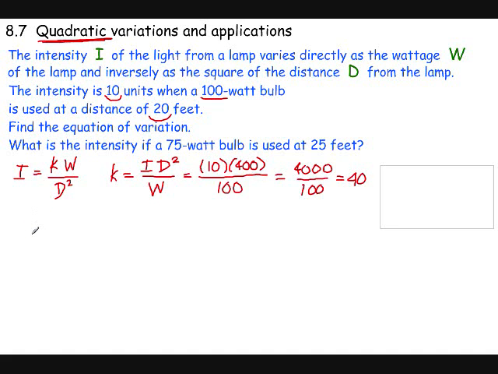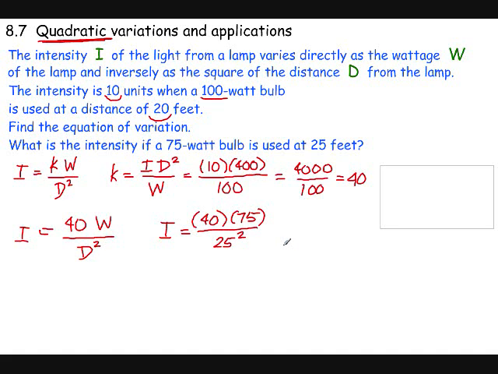So here's our equation of variation. Light intensity equals 40 times the wattage divided by the distance squared. What is the intensity if a 75 watt bulb, okay, so we've got 40 times 75 is used at 25 feet. Well, what did we say we had to do with distance? We had to square it. I'm going to leave it at that.